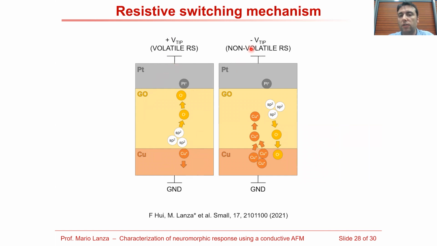And for the non-volatile regime, this only happens when we apply the negative polarity to the platinum electrode. In this case, the platinum is still a noble material, so it cannot enter the graphene oxide film. However, now the positive copper ions can enter, and this is what produces this non-volatile regime, because these copper ions will stay here unless we apply a negative polarity in order to reverse polarity in order to move them away.